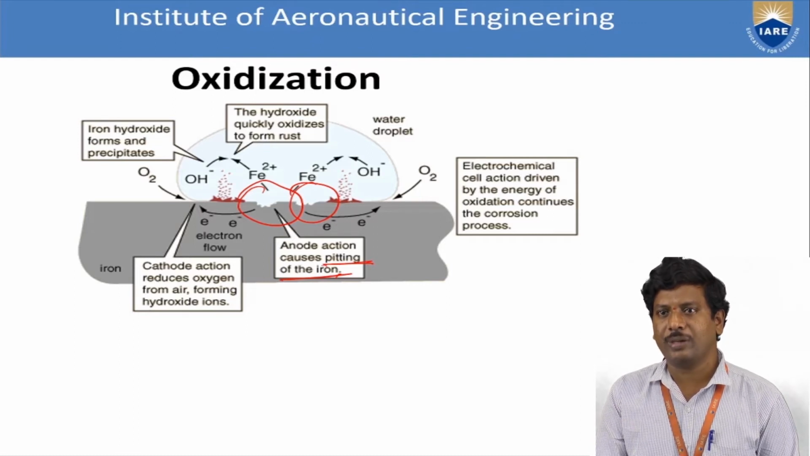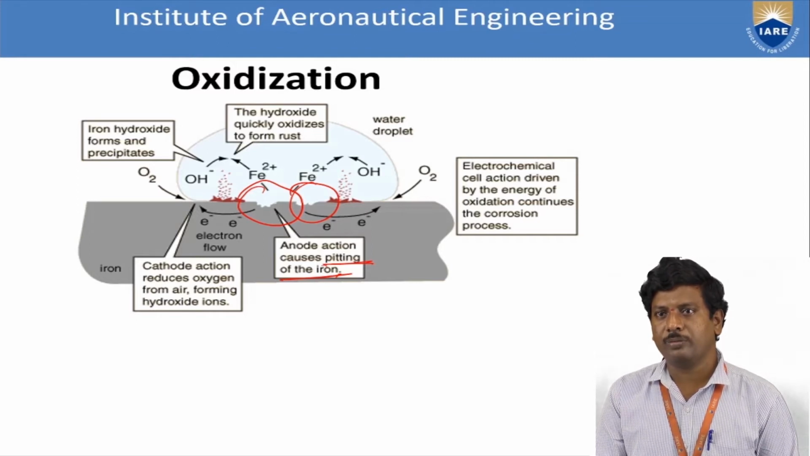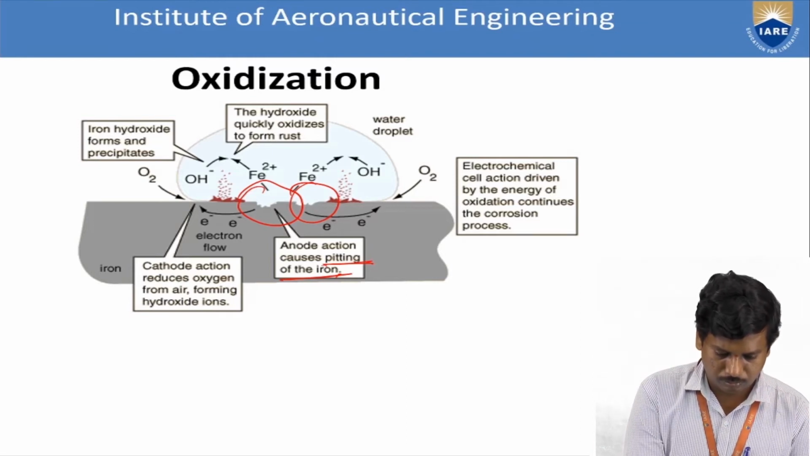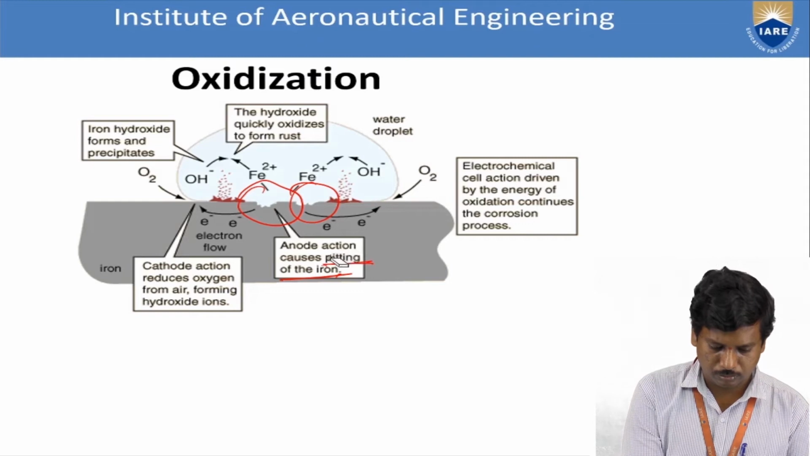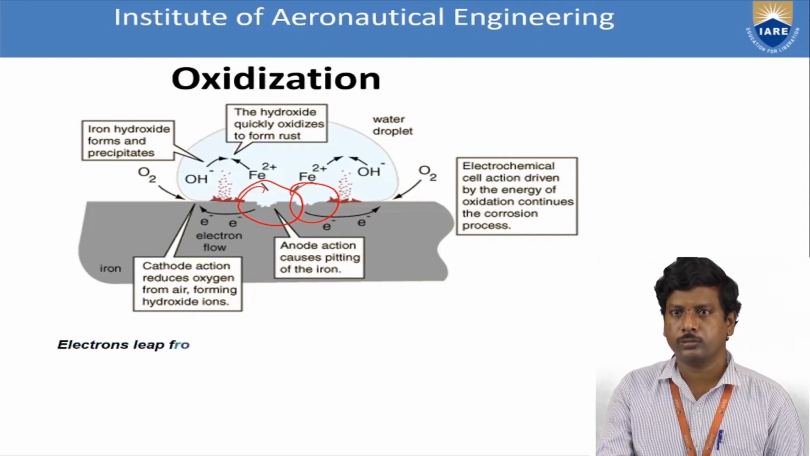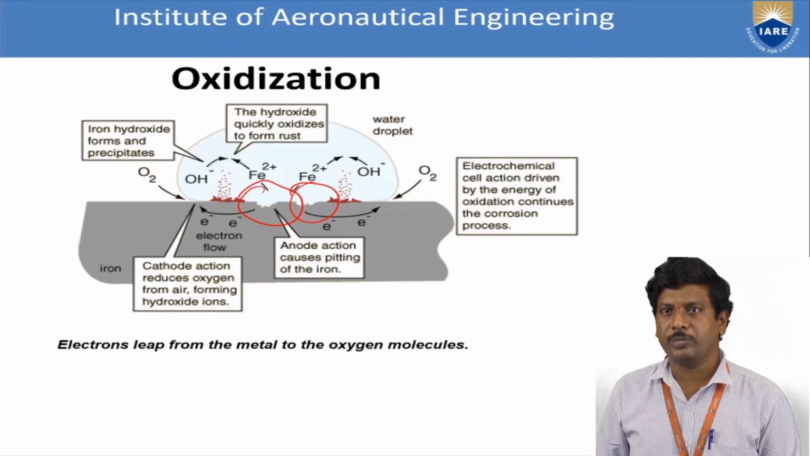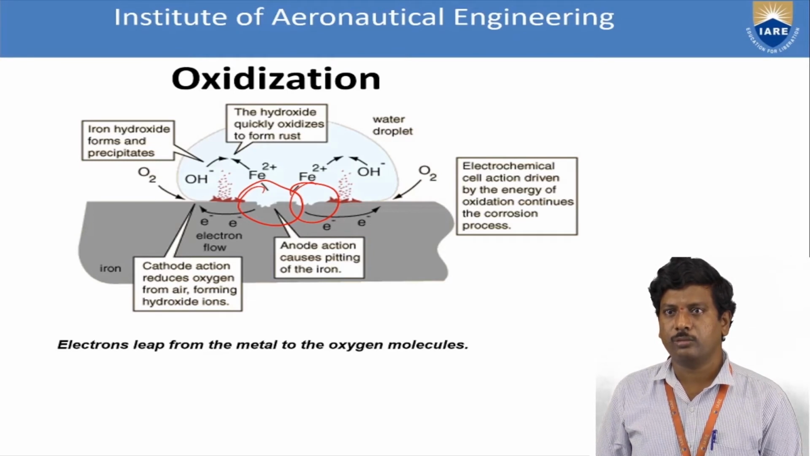That means the metal placed at the anode always undergoes corrosion, whereas the metal placed at the cathode is protected. That means the metals present at the anode rapidly undergo corrosion. So in the presence of the oxidation phenomena, electrons leap from the metal to the oxygen molecules.